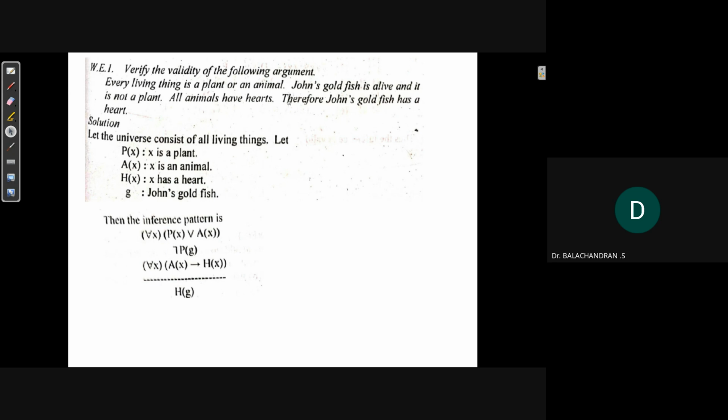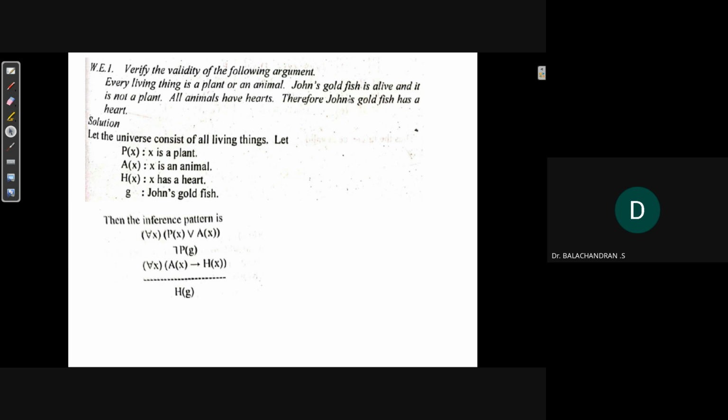All animals have hearts. For every x, A of x implies H of x, for all animals have hearts. Similarly, we already discussed all cats have tails, and all men are giants. Similarly, all animals have hearts, so for every x, A of x implies H of x.